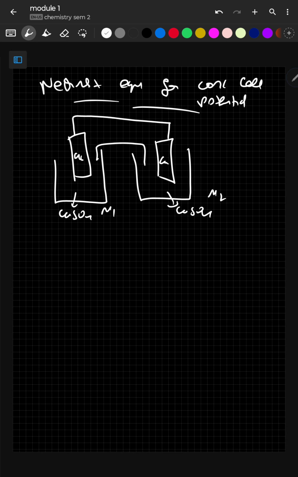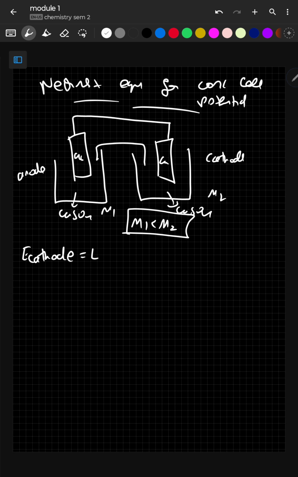So what did we understand? Suppose I'm taking this as anode and this as cathode. I would want my M1 to be lesser than M2. Okay, so now let's write the Nernst equation. First I'm going to write the Nernst equation for the cathode. So E cathode equals E°C plus. Remember, some people get confused with minus. No, it's going to be plus. I'll explain that more when I'm teaching other topics, but for now keep it as plus. E°C plus 0.0591 by n log of M2. Just write M2.